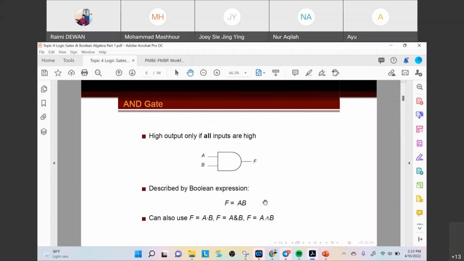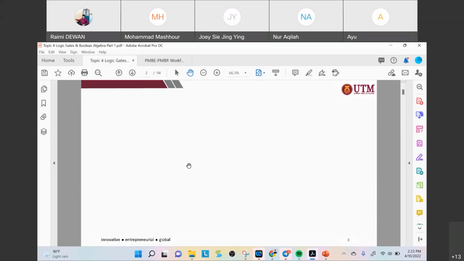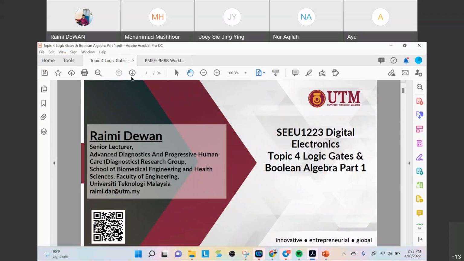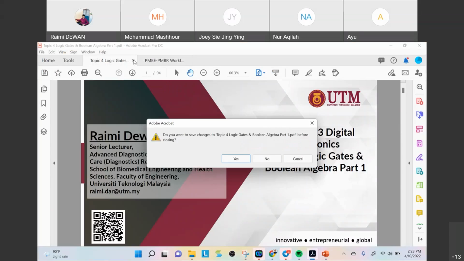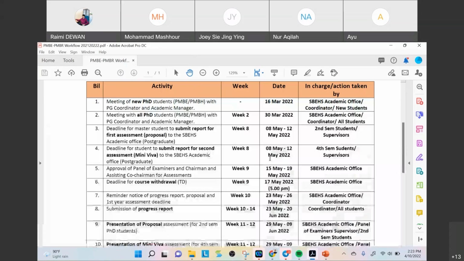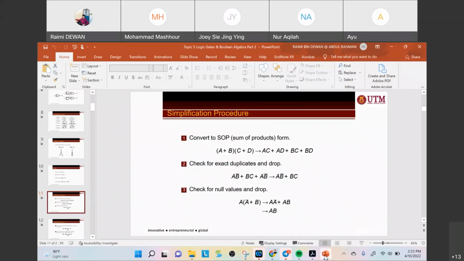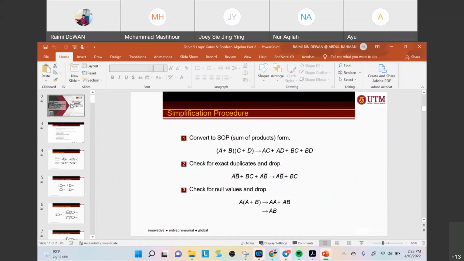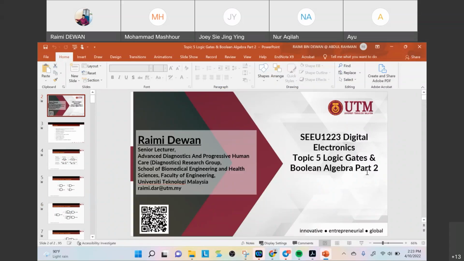I will share this later. I think I already shared it just now. You guys can check it. Now we go to the next one, which is topic 5, logic gates and Boolean algebra part 2.